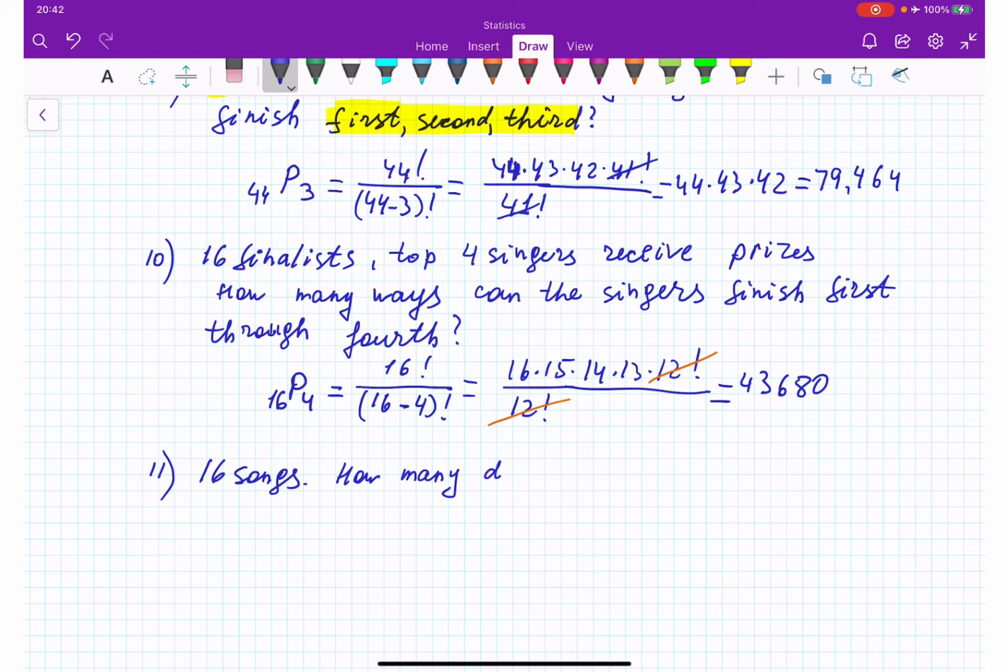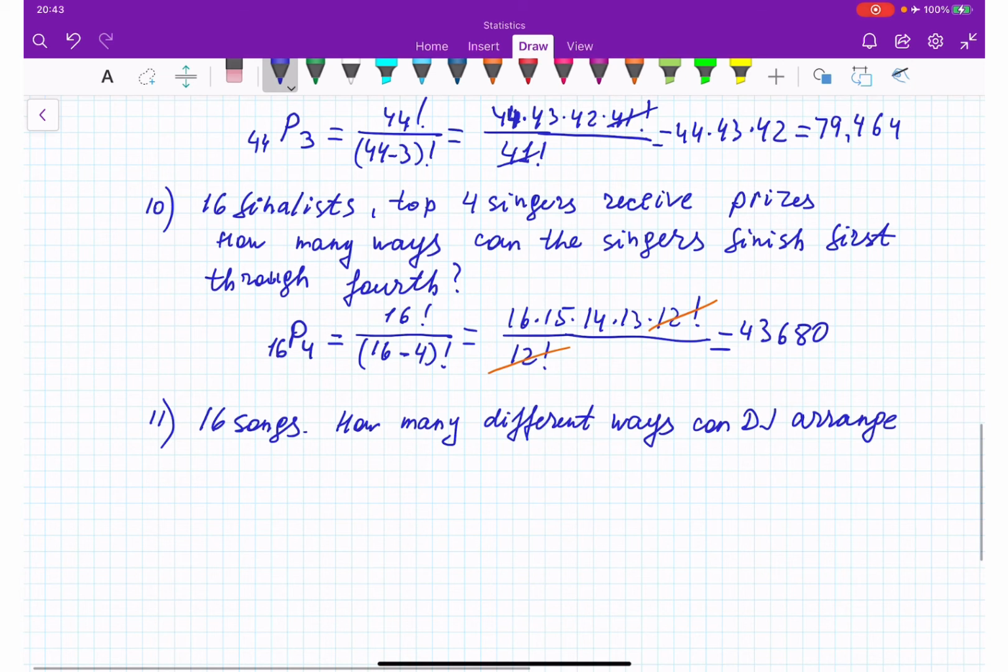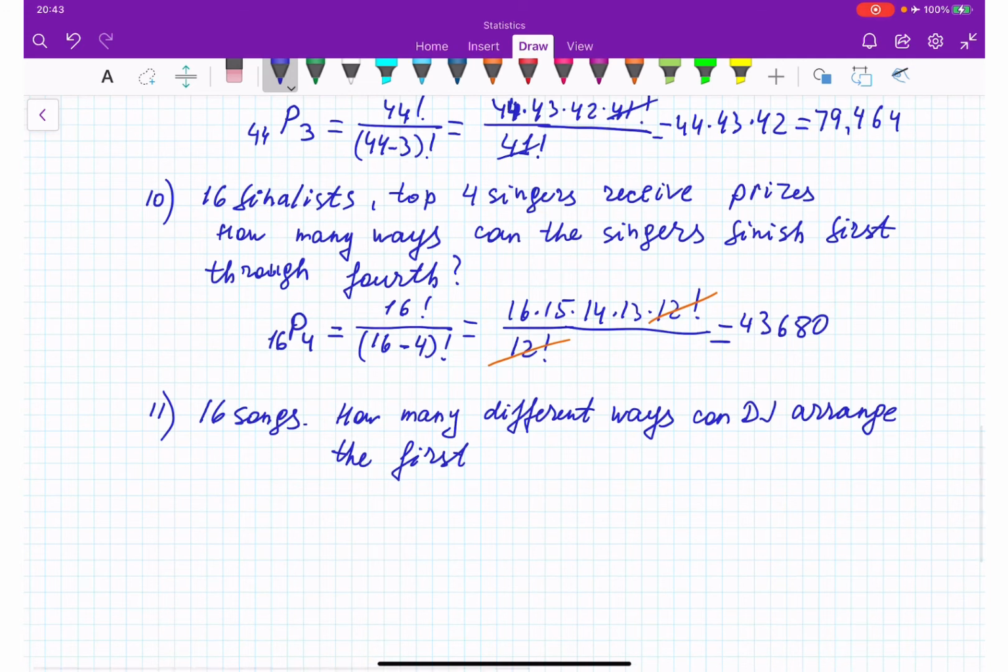How many different ways can a DJ arrange the first 5 songs on the playlist? Okay, so what do we have? 5 songs out of 16.